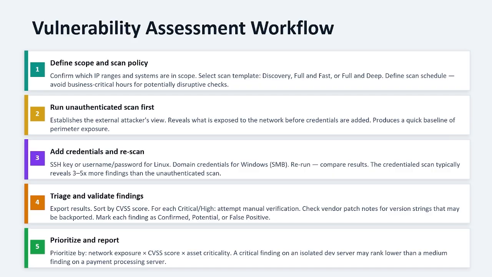You can compare the results, and you will typically find more with the authenticated scan than with the unauthenticated scan. Then you triage and validate those findings, export the results, sort by the CVSS score, do manual validation on some of them, check the vendor patch notes, and mark each finding as confirmed, potential, or false positive. You prioritize, and then you repeat and go through that entire process. It takes a while and is very detailed, but it is very important as part of the scanning process.